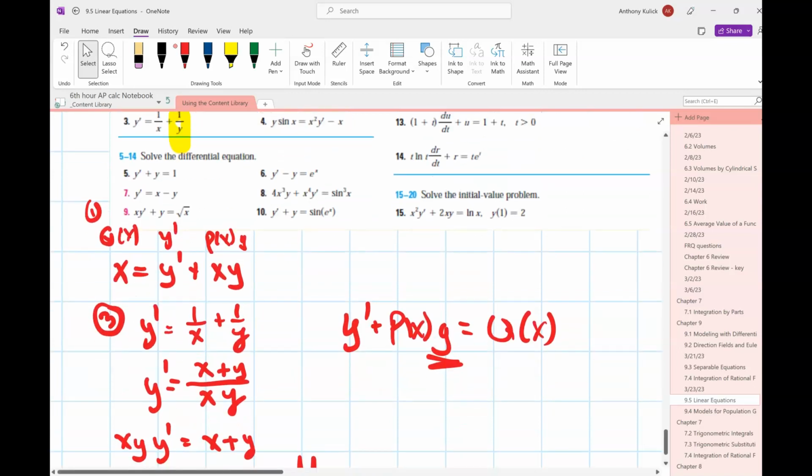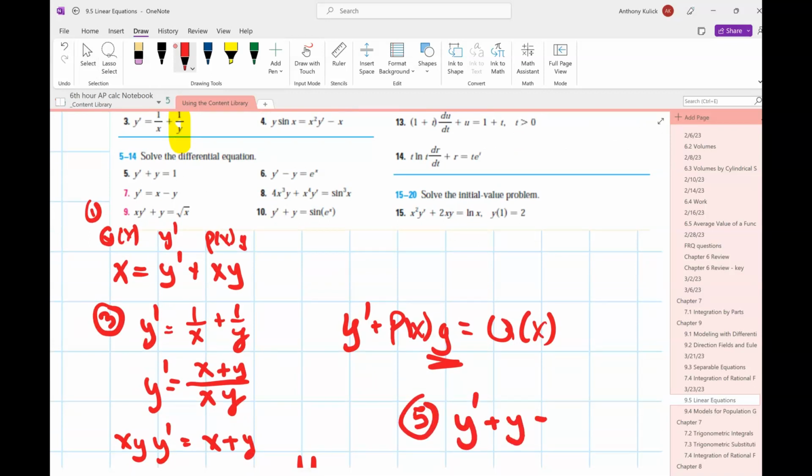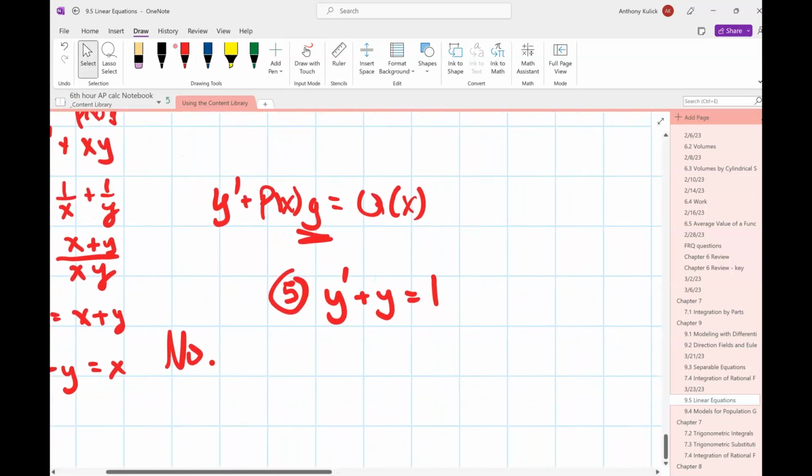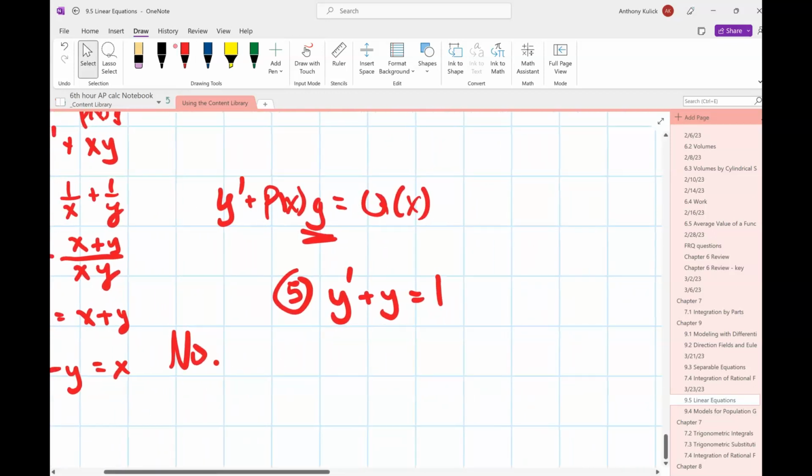All right. 5. We have y prime plus y equals 1. Is that separable? Definitely not. Why not? Because how are you going to get y times dy if I have y plus dy? Can't combine those together, right? So we have to try what we've been doing.